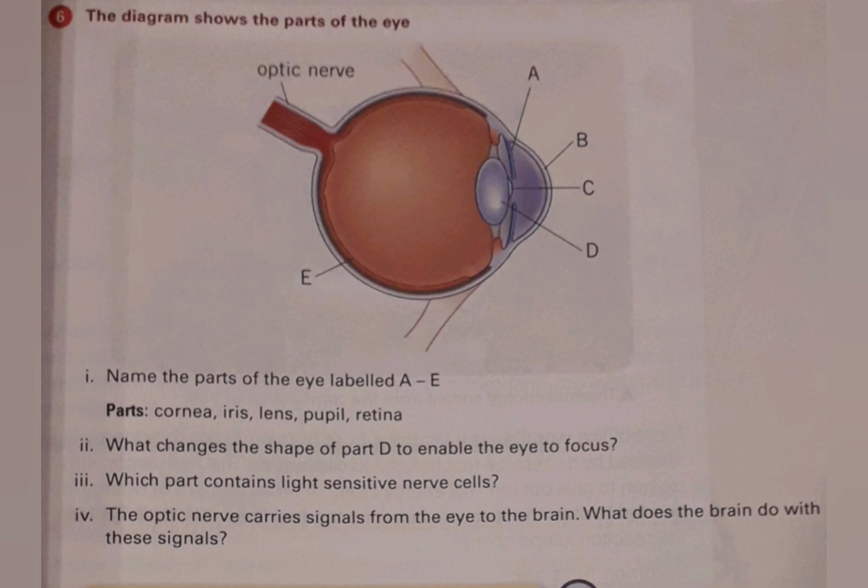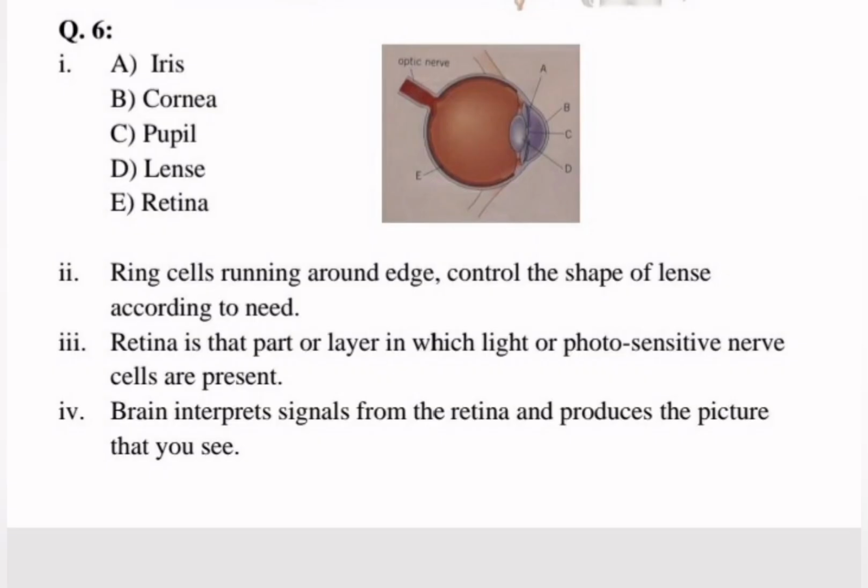Question number 6 is: the diagram shows the parts of the eye. Students, here you can see the diagram of the eye. Name the parts of the eye labeled A to E. So, we labeled the eye and now the A part is iris, B part is cornea, C part is pupil, D part is lens and E part is retina.